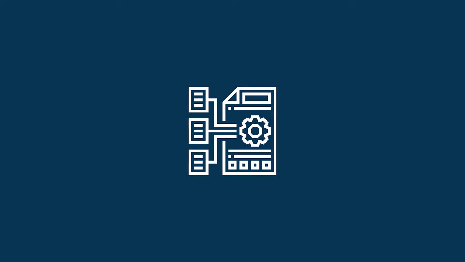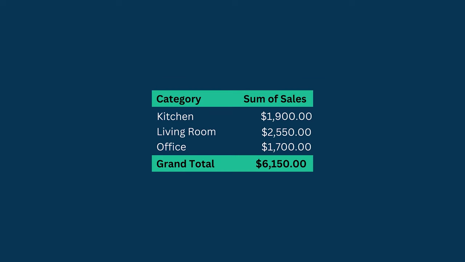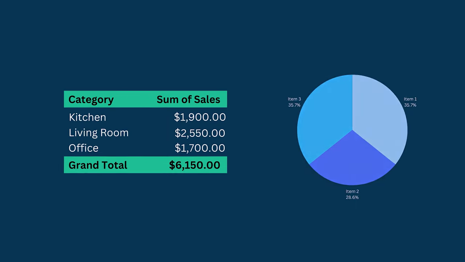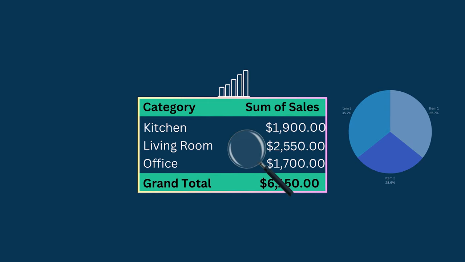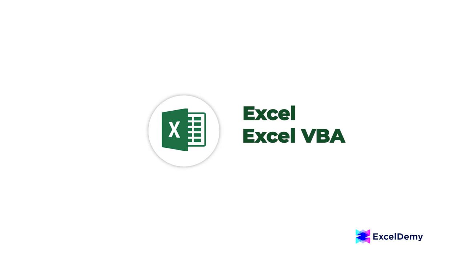If you want to summarize and compare categorical data, then you should consider using a pivot table and a pie chart. Pivot tables help to analyze data, and the pie chart makes it easier to visualize and draw insights from the analysis.